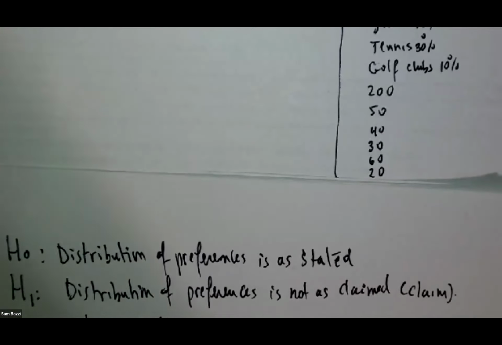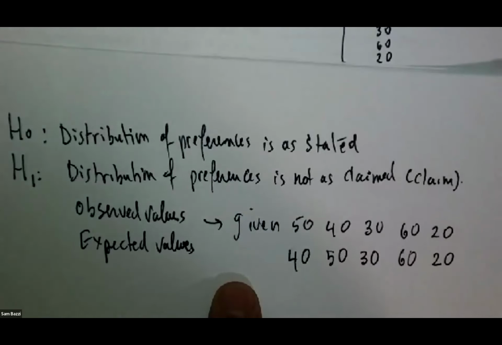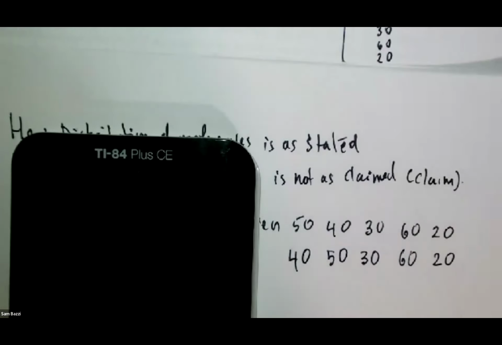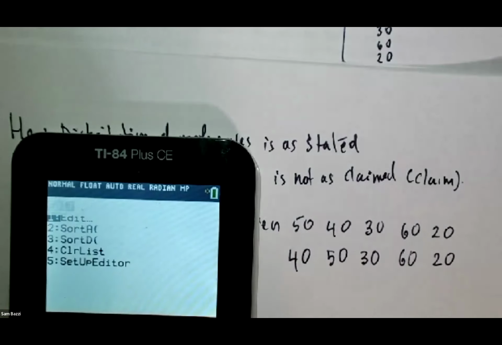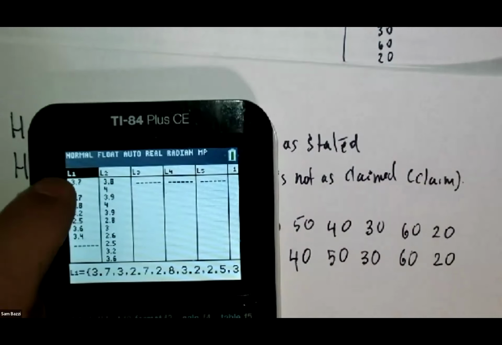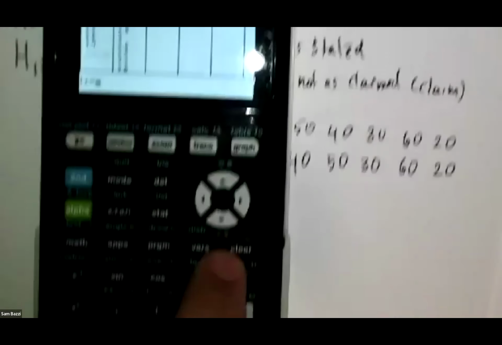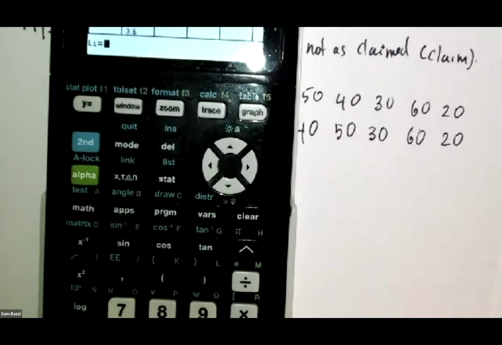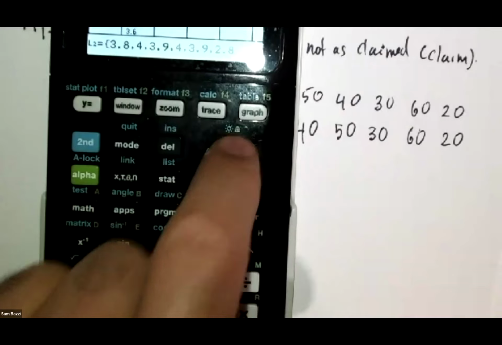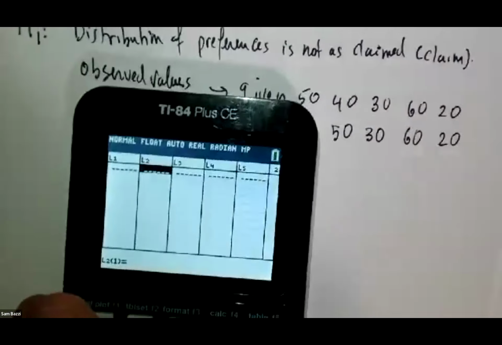You would go, guys, and put the observed values in L1, and you will put the expected values in L2. Let me show you how we do that. So go to Stat, Edit. I'm going to clear the list. This is how you clear the list. Select L1, hit clear, and then enter. Then do the same thing for L2: select L2, clear, and enter. Now I have them back.